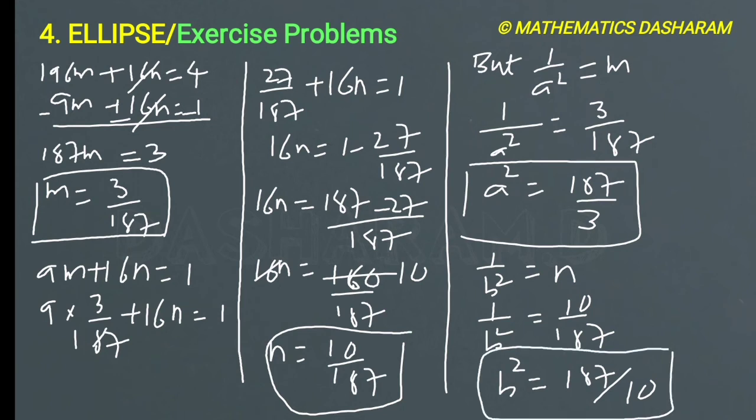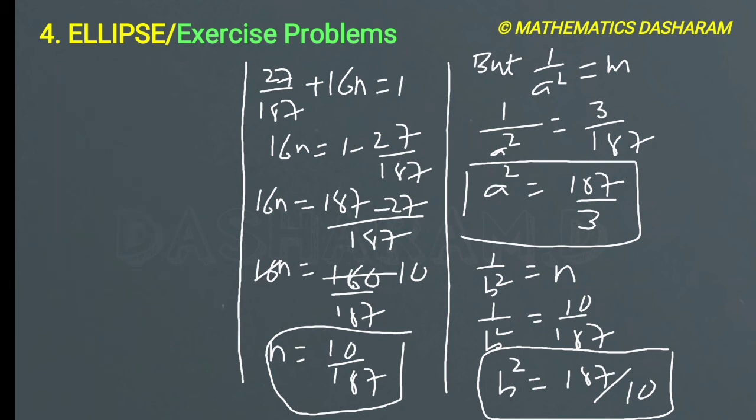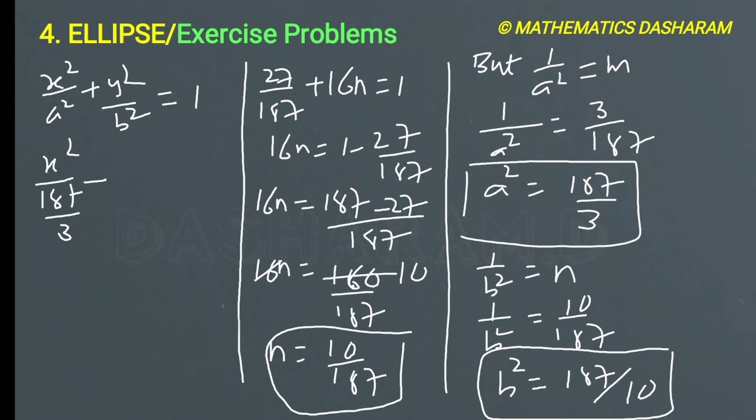Let's substitute the a square and b square values in the standard form of ellipse. The standard form of ellipse is x square divided by a square plus y square divided by b square equals 1. So x square divided by a square value 187 divided by 3 plus y square divided by b square value 187 divided by 10 equals 1.